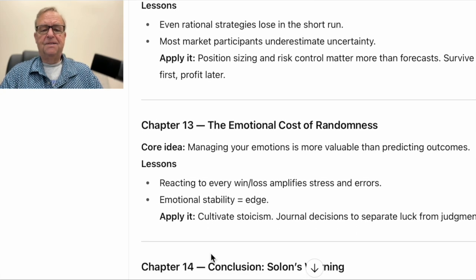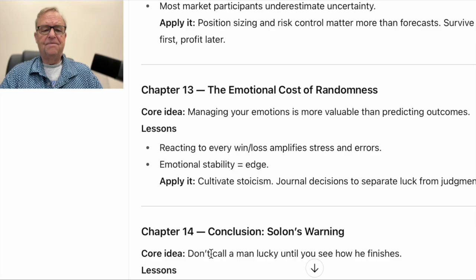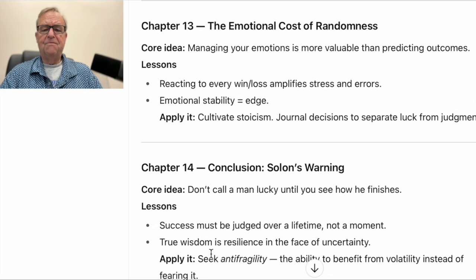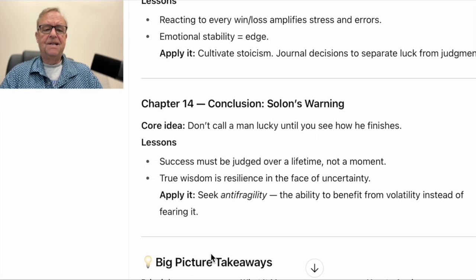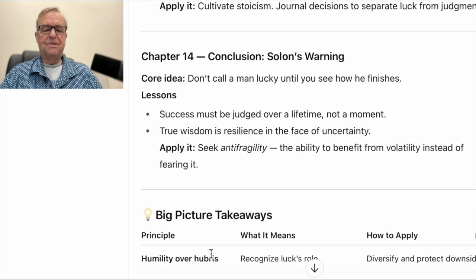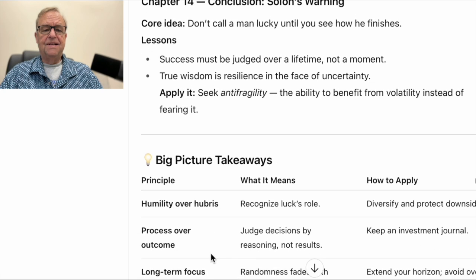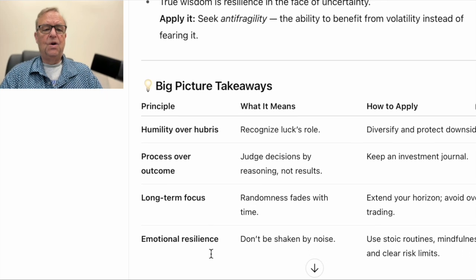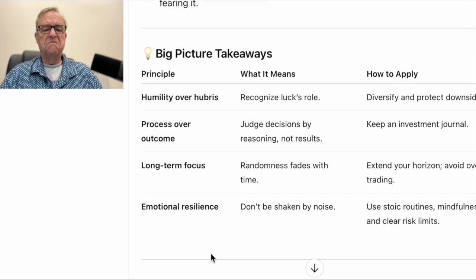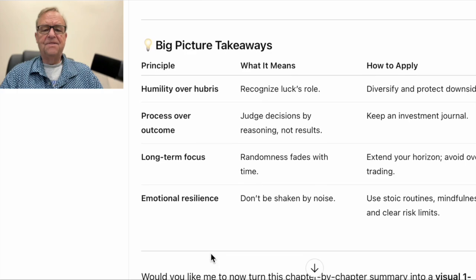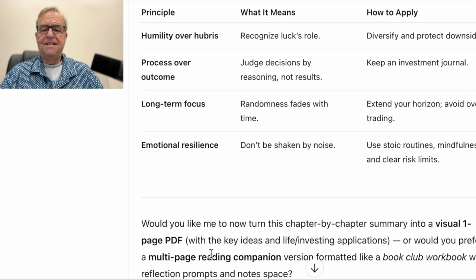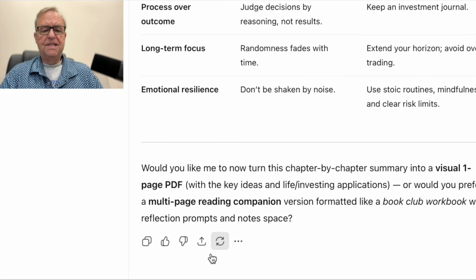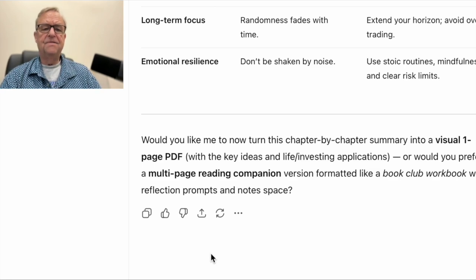And then in conclusion, he says the lucky man will see how he finishes, and the lessons. Anyway, the big picture takeaway is laid out here with humility, process over outcome, long-term focus, emotional resilience, and he goes through that, and then he says, "Do you want me to produce a PDF?" And I do tell it yes.